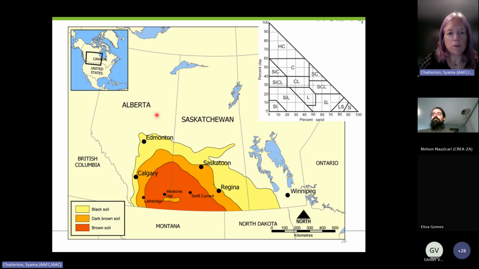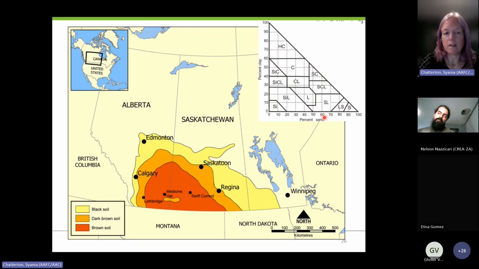And then superimposed on these soil zones are also all the soil types. So we can go anywhere from a very heavy clay soil up here. Like I said, those tend to occur in the dark brown soil zones. You have the silty loam, which is maybe more characteristic of the black soil zones.